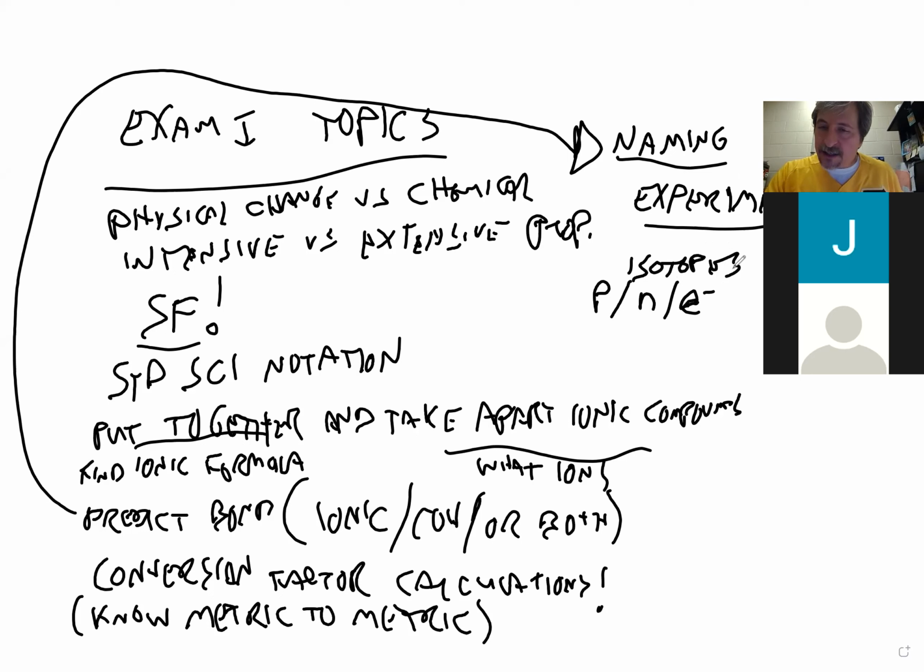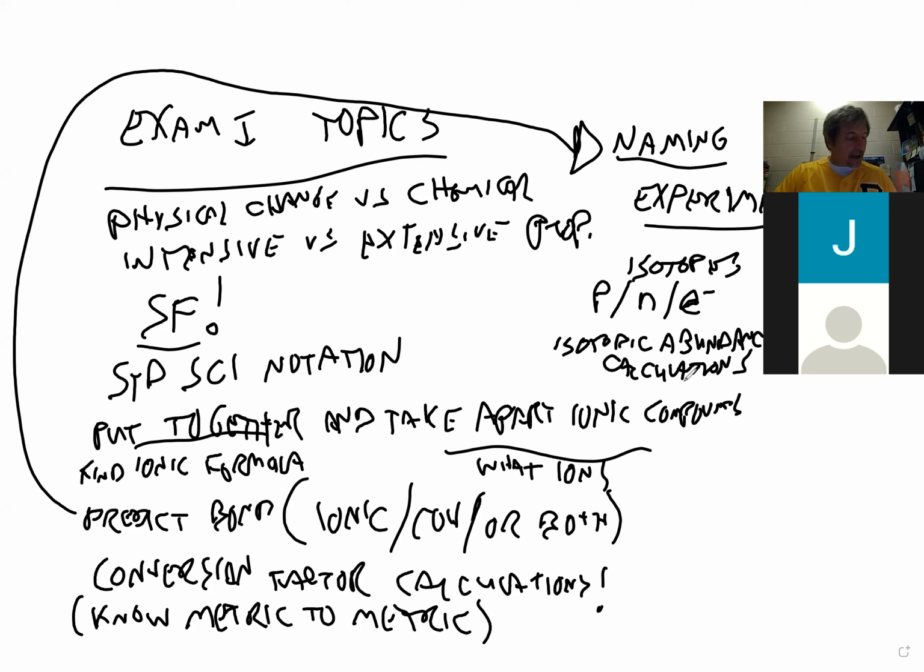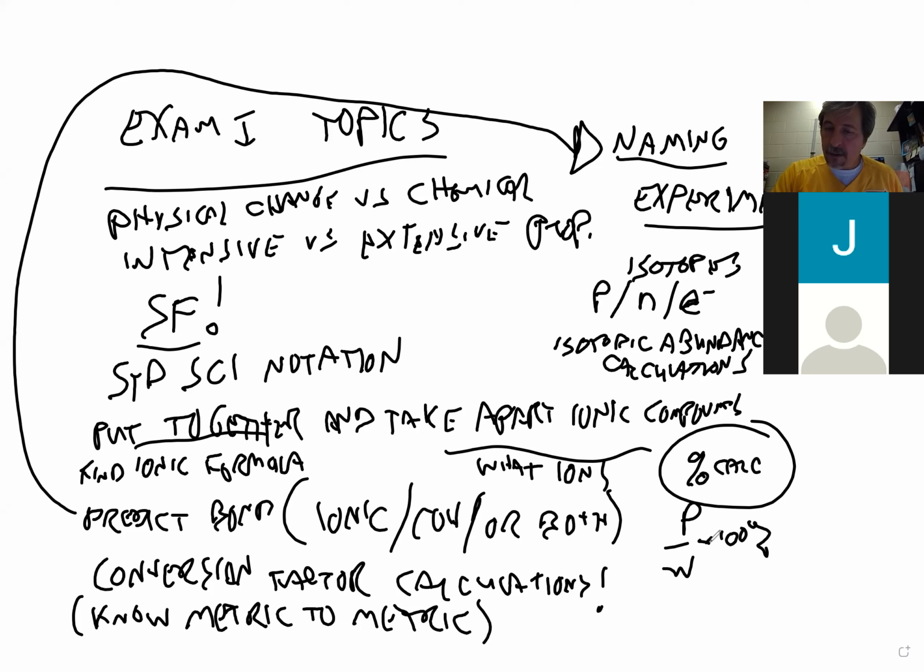Be able to, for any isotope, know what an isotope is and be able to count up the protons, neutrons, and electrons. Okay. Be able to do those isotopic abundance calculations. Do the percent calculations, right? Part over whole times 100% is equal to the percentage of the part.